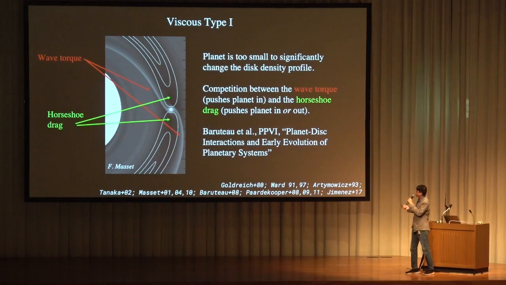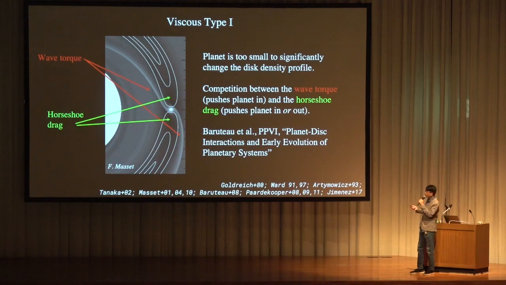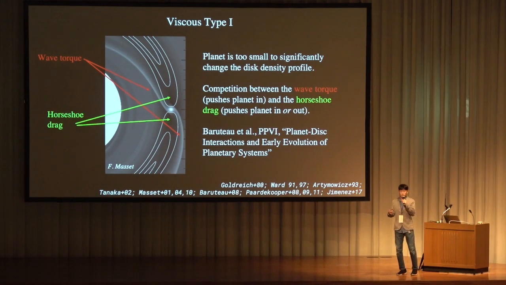And then another place that we need to worry about is the horseshoe orbits. This is also referred to as the co-orbital region. Within the co-orbital region, gas follows these lines. So they approach the planet, turn around, leave the planet, come back on the other side, turn around, and leave the planet again. And they're trapped in that co-orbital region and orbit with the planet.